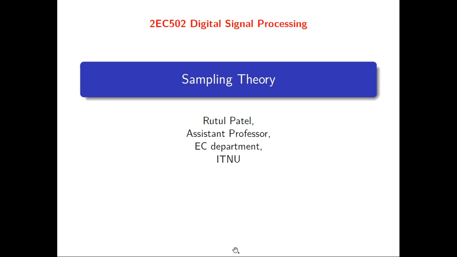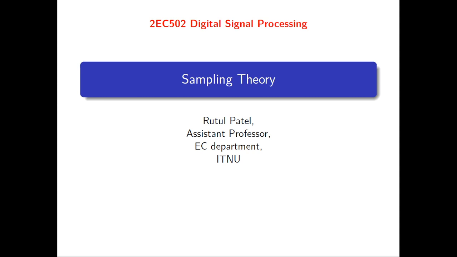Hi everyone. Today we are going to talk about sampling theory. Most signals in nature are found to be analog, and analog signals face difficulties in processing or storing. That is why we are shifting towards digital processing of signals.